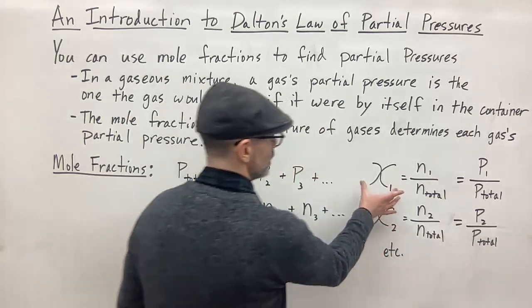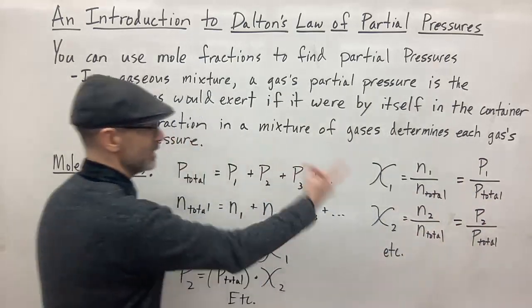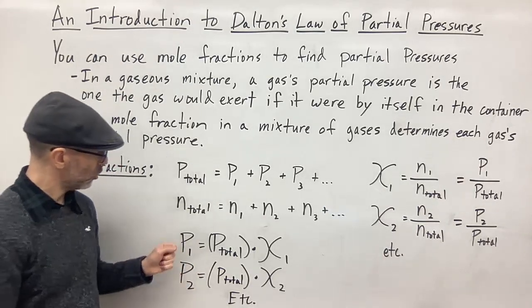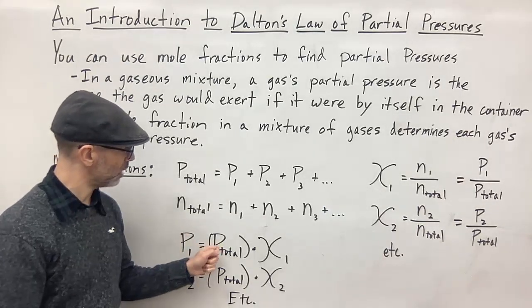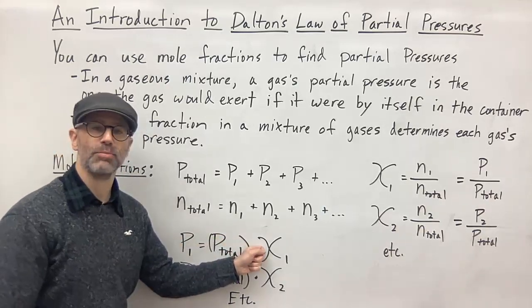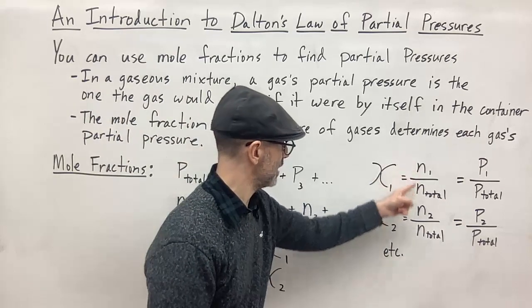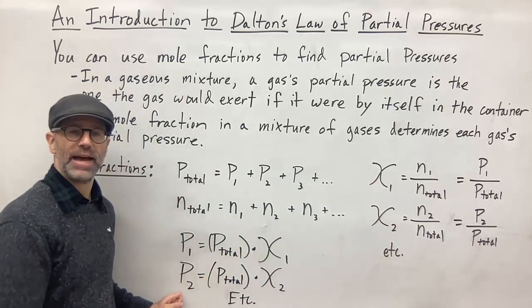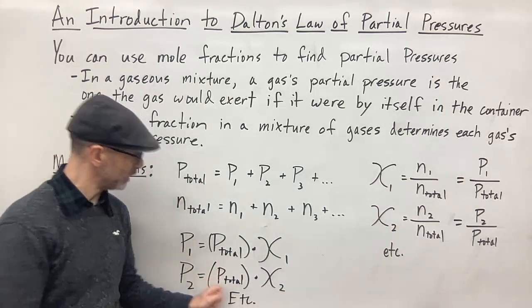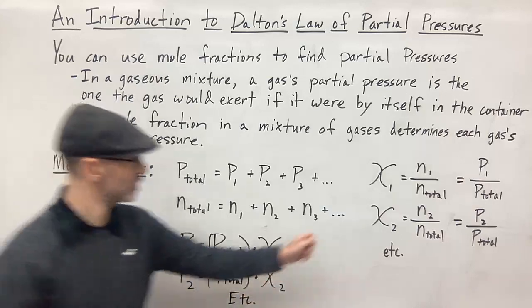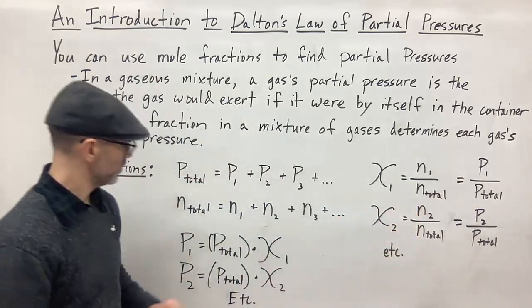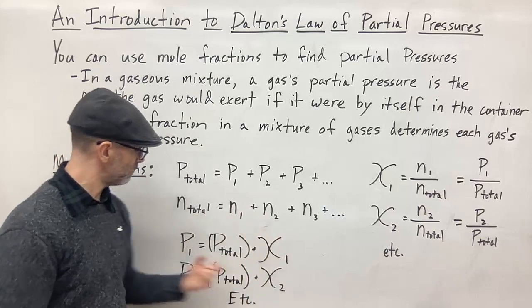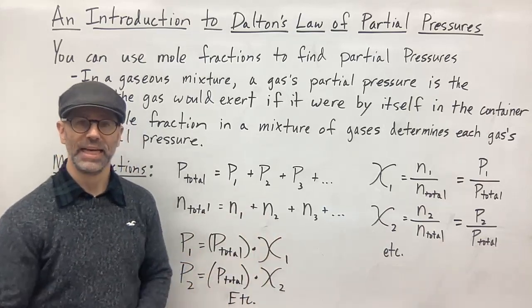Now you can take this relationship and solve for the partial pressure of gases 1 and 2 and so on. The partial pressure of gas 1 is equal to the total pressure multiplied by its mole fraction. Again, the mole fraction is the number of moles of gas 1 over the total moles. For gas 2, the partial pressure is equal to the total pressure multiplied by the mole fraction of gas 2, and so on for any other gases in the mixture. So now we can use this equation to find the partial pressures of each gas in a mixture.